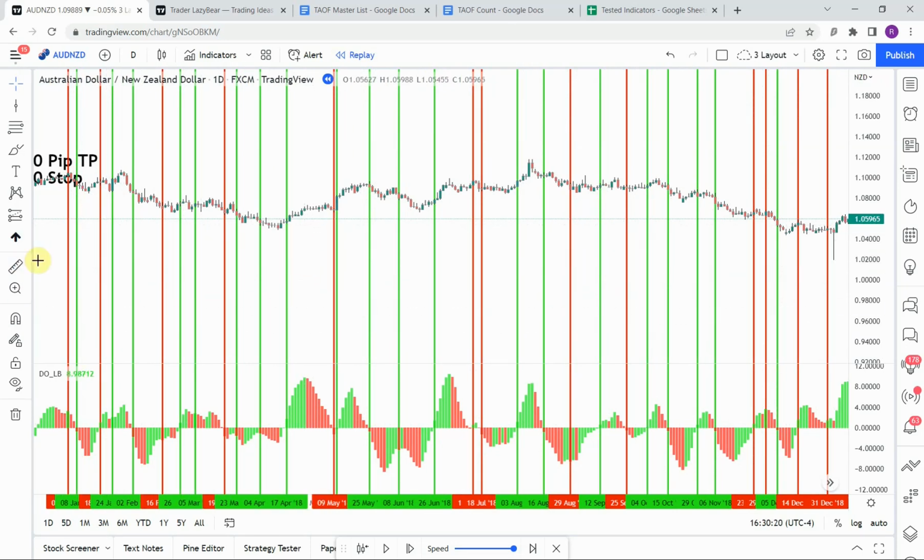Let's go ahead and count out the winners and see what we have. So 1, 2, 3, 4, 5, 6, 7, 8, 9, 10, 11, 12, 13, 14, 15, 16, 17, 18, 19, and 20. 20 winning trades. And so that will barely meet that 60% criteria that we are looking for.